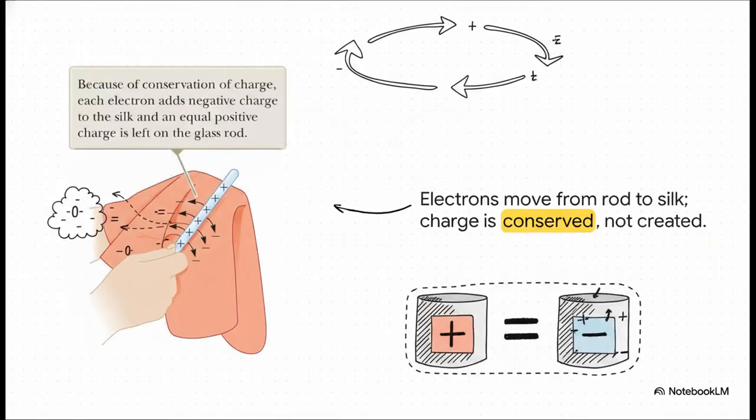But when you rub them together, you're not creating new charge out of nothing. You're just moving it around. These little negative charges, the electrons, literally jump from the glass over to the silk. So the big takeaway here is that charge is always conserved. The total amount in the system never, ever changes.